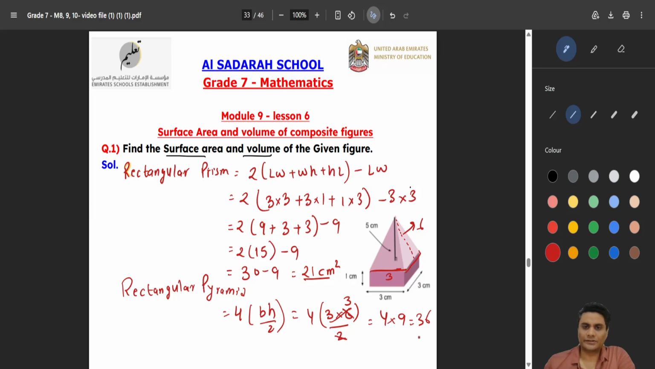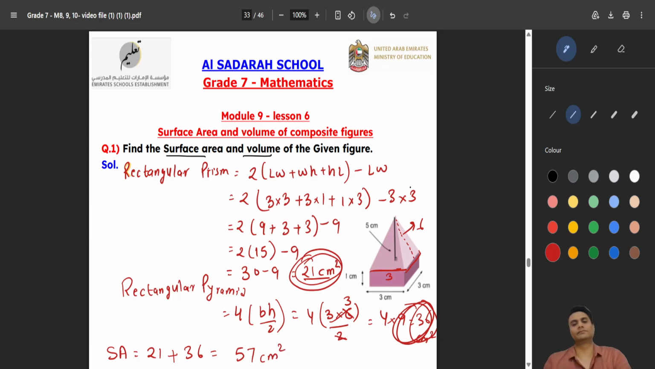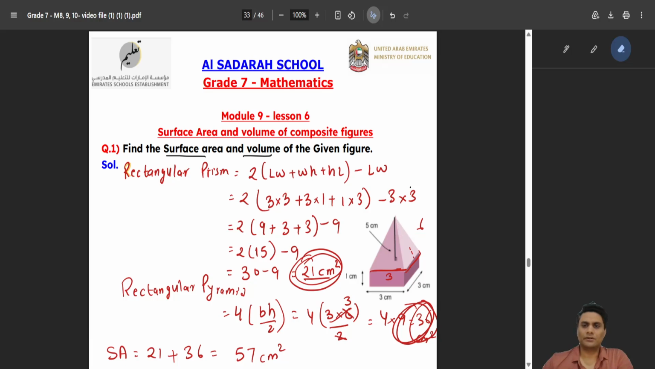So 36 centimeter square. So 36 will be the area of the rectangular pyramid, and 21 will be the surface area of the rectangular prism. So the total surface area here will be 21, this one, plus 36, this one, which will be equal to 57 centimeter square. This is the surface area of this composite figure. Composite figure is when we join two shapes together.